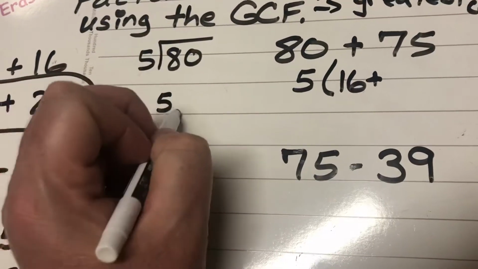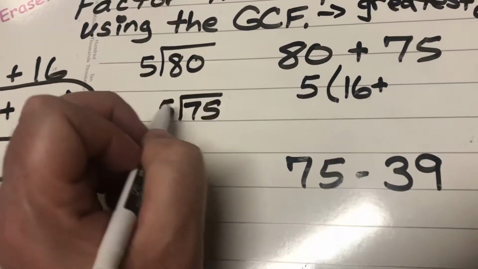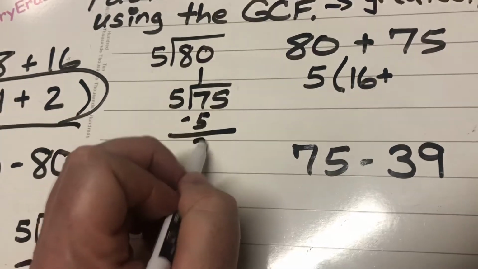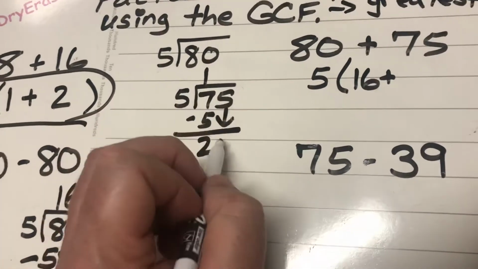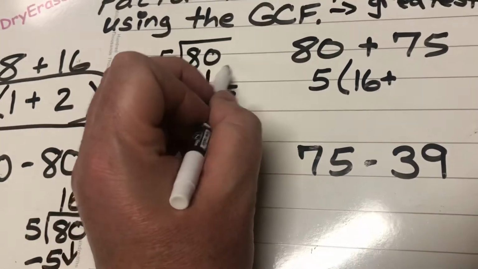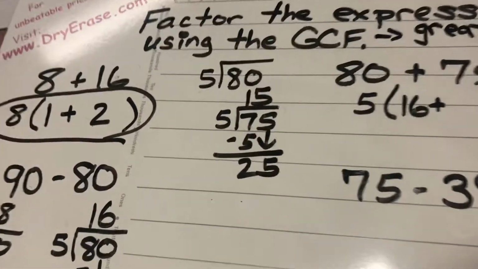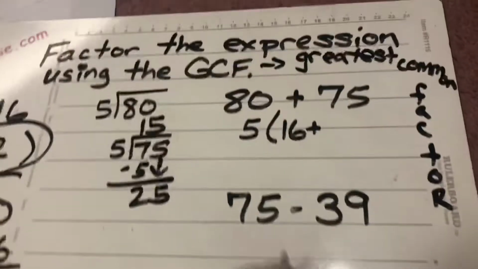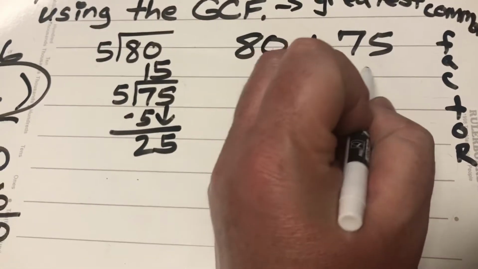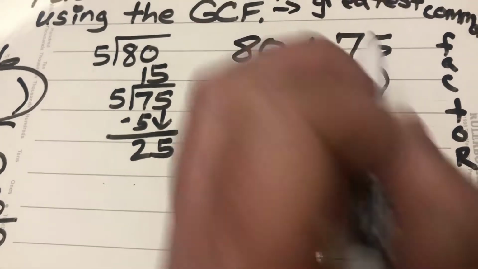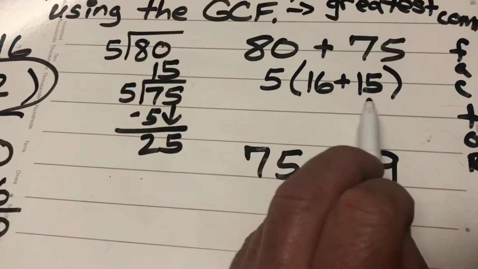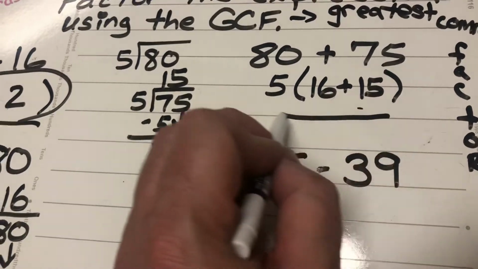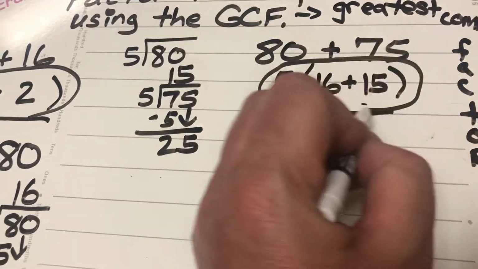But then I want to take 5 going into 75. Well, 5 can go into 7 once. 1 times 5 is 5. 7 minus 5 is 2. I'm going to bring down that 5. 5 can go into 25 5 times. And I know there's none left over because 5 times 5 is 25. So that tells me that it's 5 and then 16 plus 15. There's no number besides 1 that can go into both 16 and 15. That tells me that this is as simplified as it's going to get.